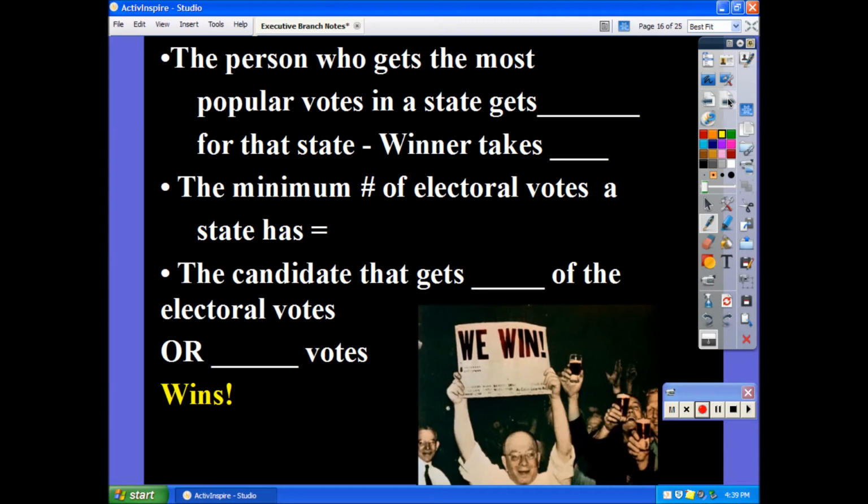The candidate that gets a simple majority of those electoral votes is going to be declared the winner. Now, 538, 50% of that, plus 1 vote. Do the math. Half of that, plus 1 vote. The answer is this: you need to get 270 electoral votes in order to win. If you get 270 electoral votes, nobody else can get 270 electoral votes. And the result is you are President of the United States.